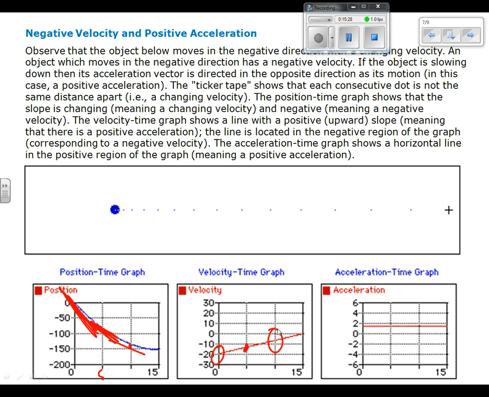What's the value of the slope of the velocity time graph? What's the value of this slope? Approximately what? 1.8. Approximately positive 1.8. Very good. Give me the bobblehead.